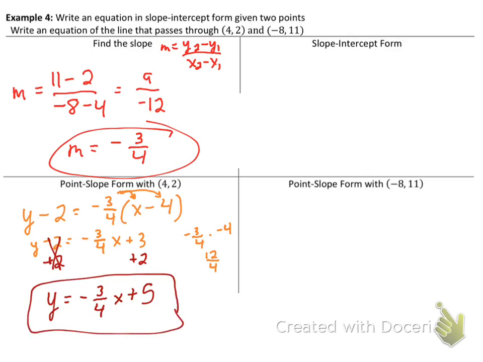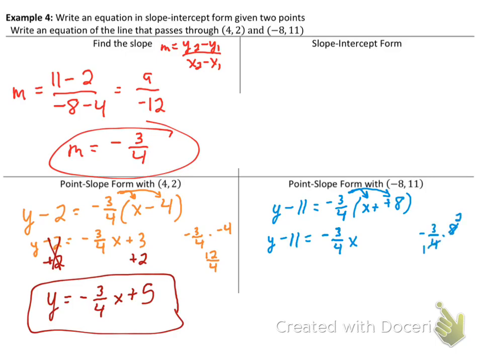And let's double check now that if I use point slope form with the other point, it's going to give me the same answer. So I've got y minus the y coordinate, which is 11, equals my slope times x minus negative 8. So that's going to become x plus 8. Then after I distribute negative 3/4 on the right-hand side, I'm going to get y minus 11 equals negative 3/4 x, and then negative 3/4 times 8. If I do that off to the side, negative 3/4 times 8 is going to give me minus 6.